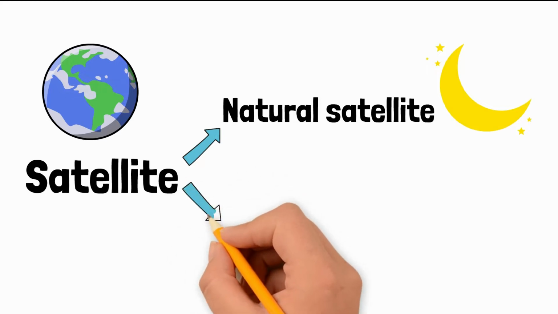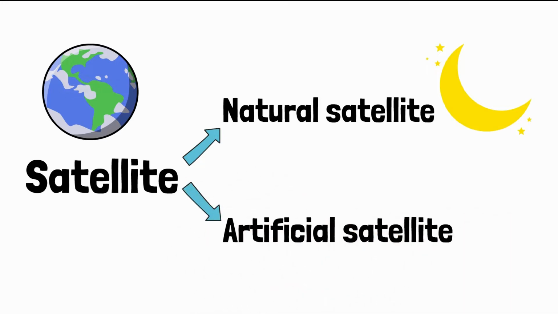The second one, and also the one that we will focus on today, is artificial satellites. To make it easy at first, you can simply understand that they are anything that is man-made and orbiting. And in this video, we will focus on artificial satellites that orbit our planet Earth.